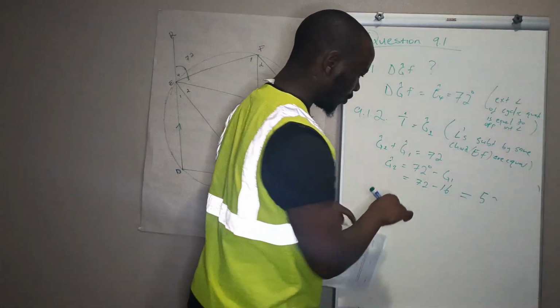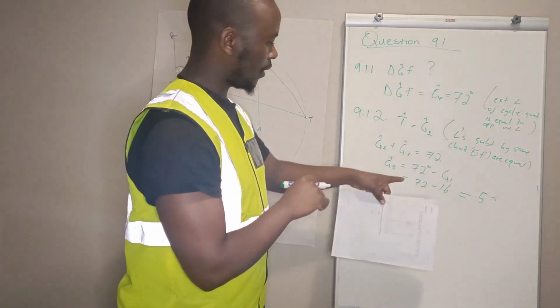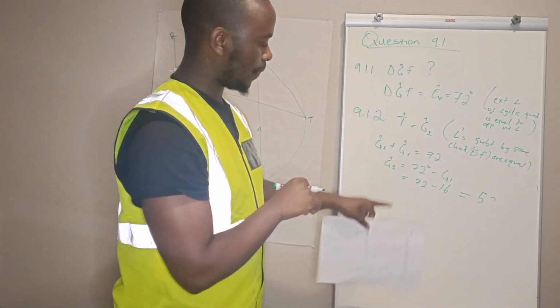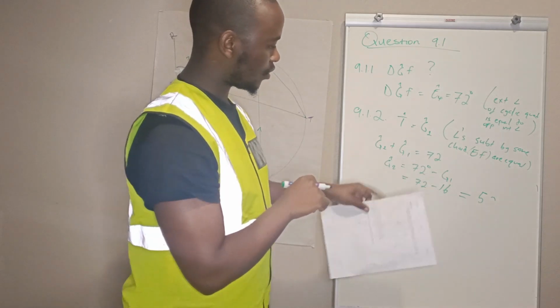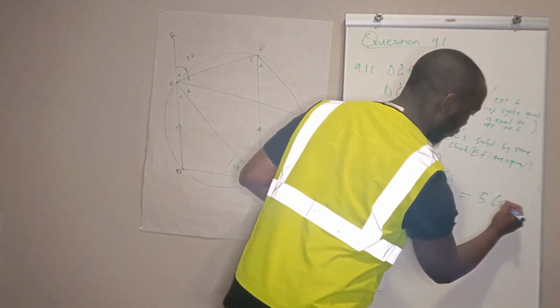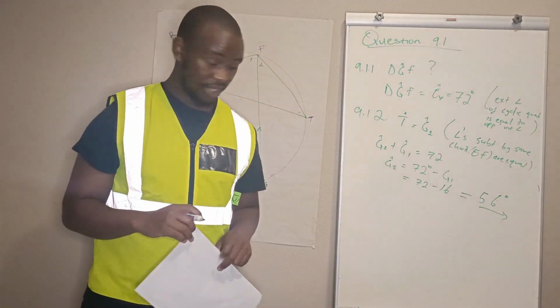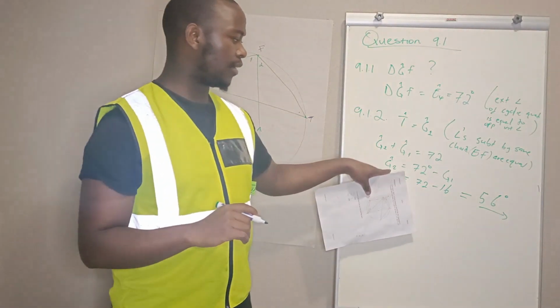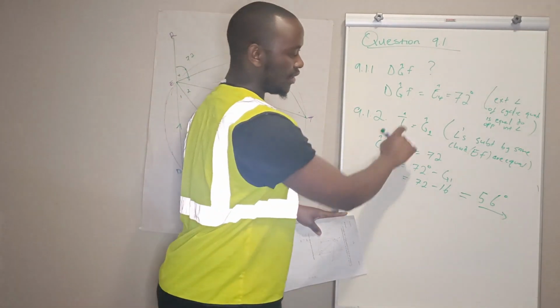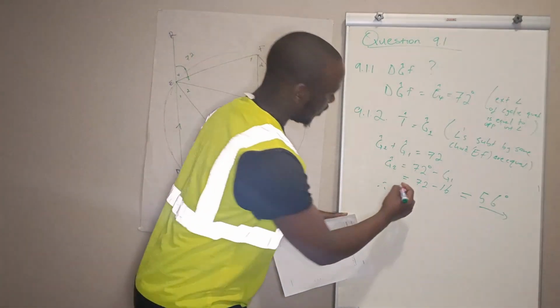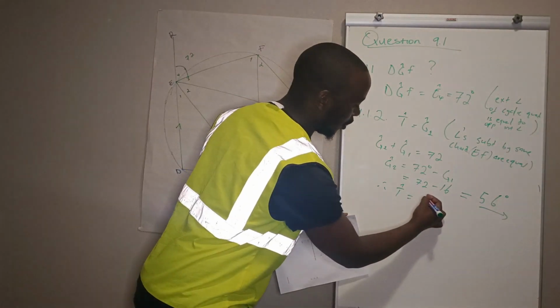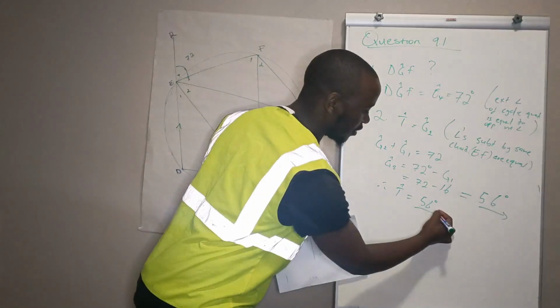So 72 minus 16, the answer is 56 degrees. Alright, so we figured out the value of G2. Therefore, angle T, which you must not forget, should be equal to 56 degrees.